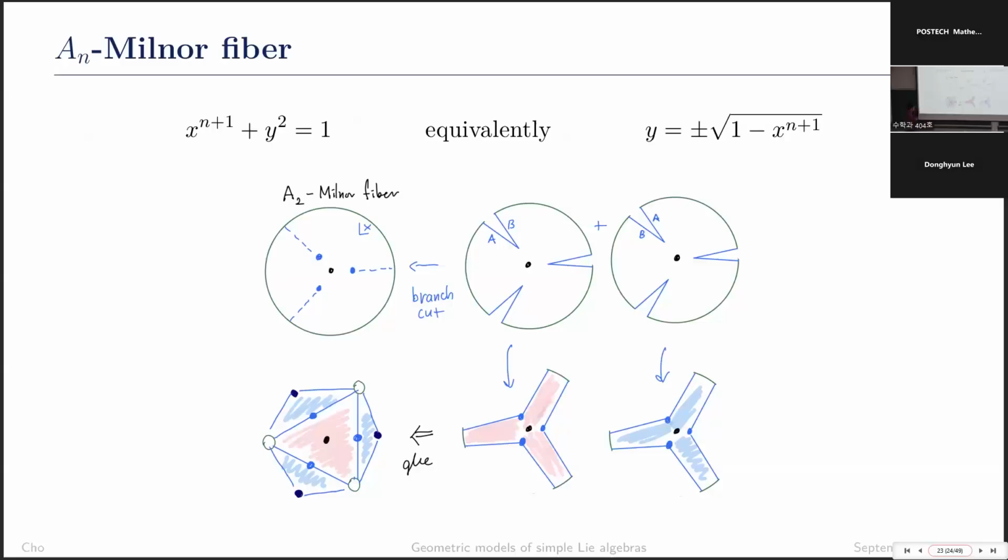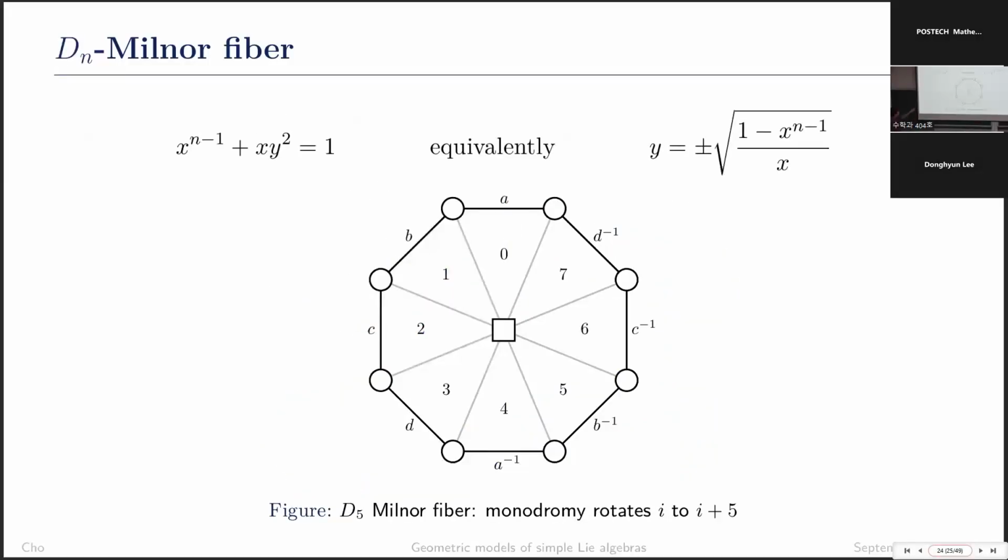An exercise: if you glue opposite sides of a hexagon, you get a torus, and there's a puncture. So it's a punctured torus in the case of the A2 Milnor fiber. In the case of the A_n Milnor fiber, you just have more cuts. So now it becomes bigger, but essentially it's the same. For the D_n Milnor fiber, it's similar, but you need to divide by x. So there is another hole point and another branch cut.